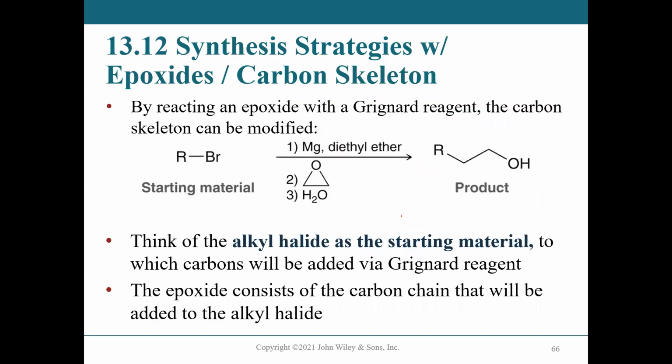So by reacting an epoxide with a Grignard reagent, the carbon skeleton can be modified. Depending on what your Grignard reagent includes, you can modify the molecule. Think of the alkyl halide as the starting material to which carbons will be added via the Grignard reagent. The epoxide consists of the carbon chain that will be added to the alkyl halide. And what you're going to do right here, once you have your Grignard reagent, is attack, this will be released, and that's how you get this product here.